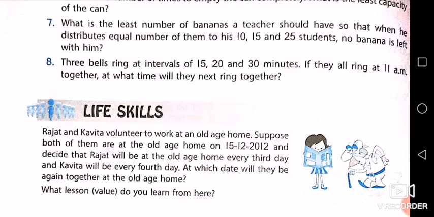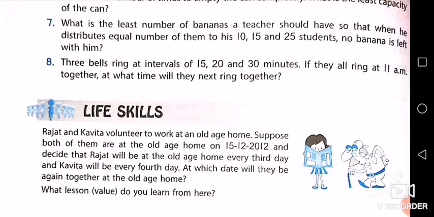If they all ring at 11 am together, at what time will they next ring together? Now here it is given that 3 bells ring at an interval of 15, 20 and 30 minutes. Means the time interval between these 3 bells is 15, 20 and 30 minutes. If they all ring together at 11, then at what time will they next ring together?